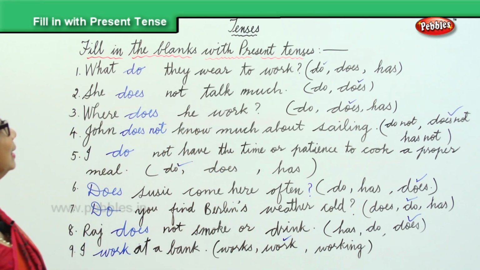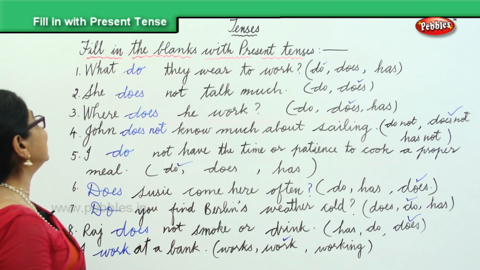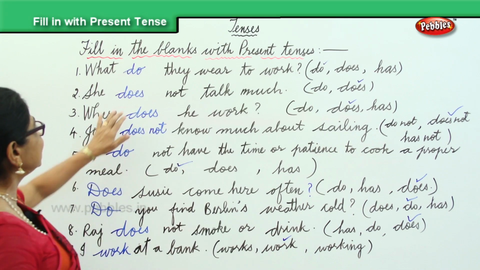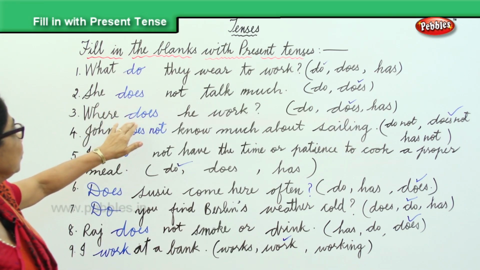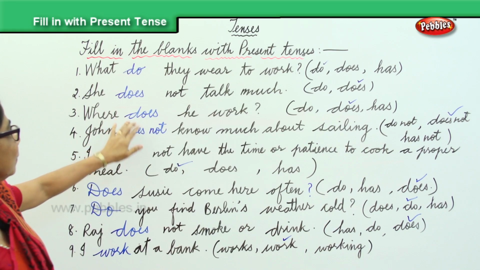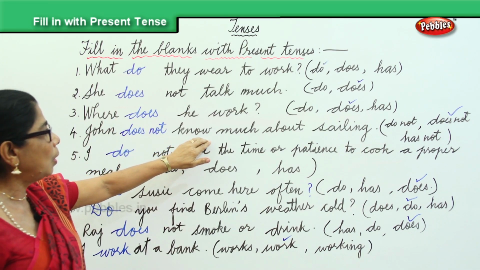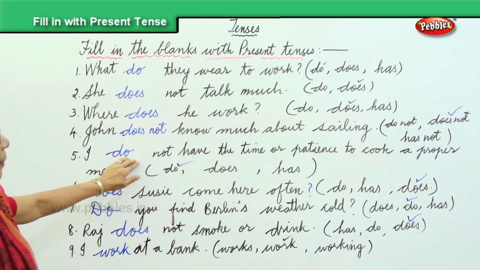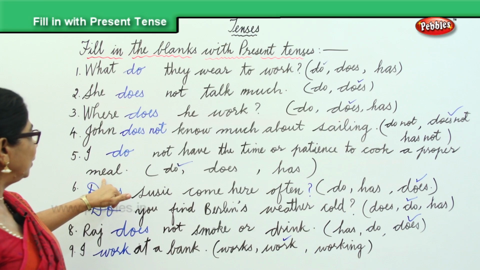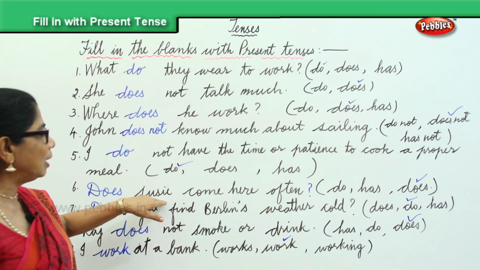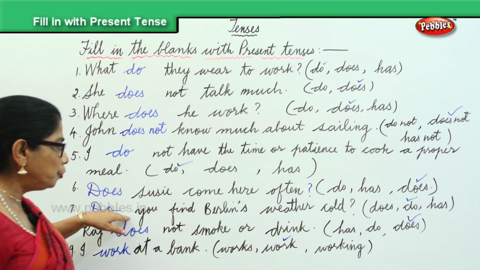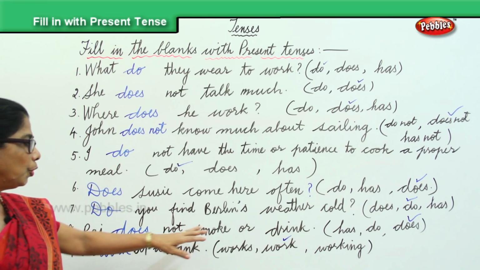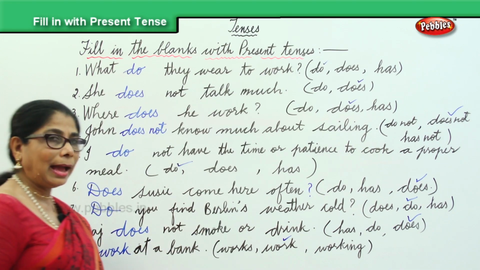So what we have done is filling in with present tense. She does not talk much. Where does he work? John does not know much about sailing. I do not have the time or patience to cook a proper meal. Does Susie come here often? Do you find Berlin's weather cold? Raj does not smoke or drink. I work at a bank.